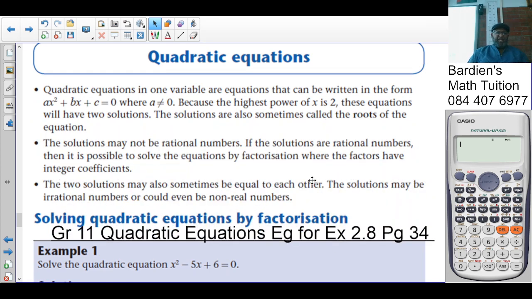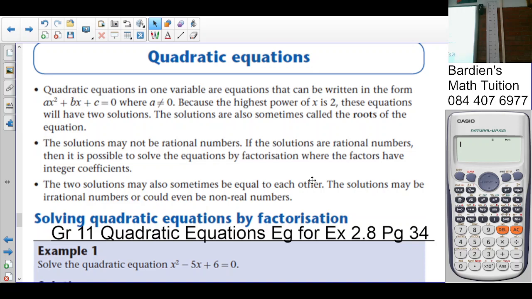So we are told that quadratic equations in one variable are equations that can be written in the form ax squared plus bx plus c equals 0. We know that already, that's not new to us, where a is not equal to 0 because the highest power on x is 2. These equations will have two solutions.